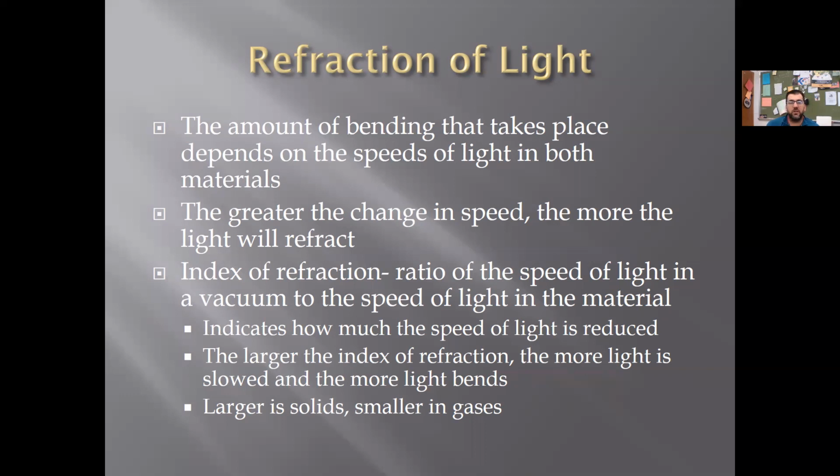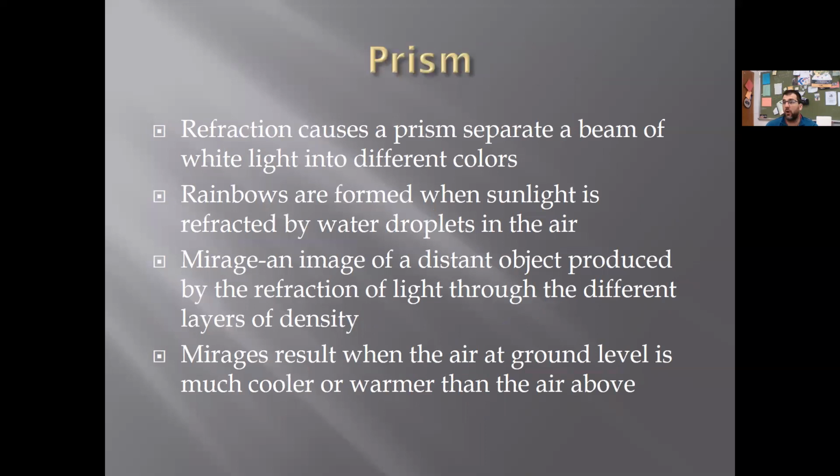The index of refraction is larger in solids and smaller in gases. That's why a prism refracts light, and you can see the rainbow looking through it, more so than in a gas. Gases typically have a very small index of refraction. We kind of know this because we don't very often see any refraction in the air.